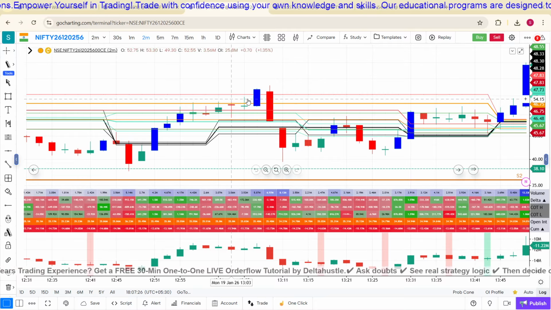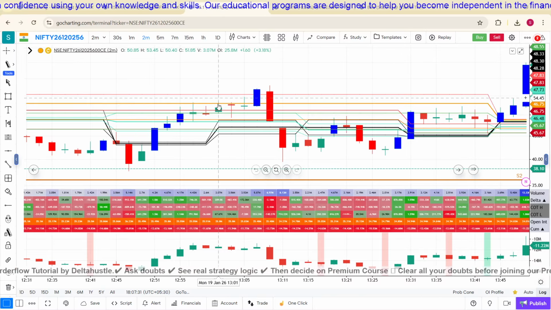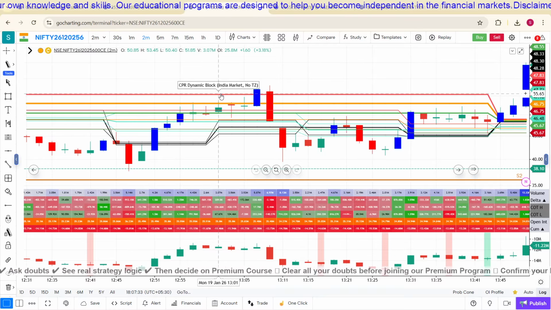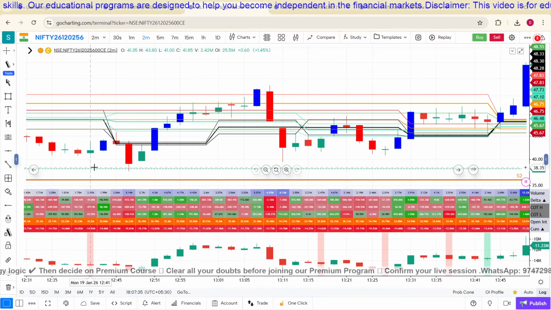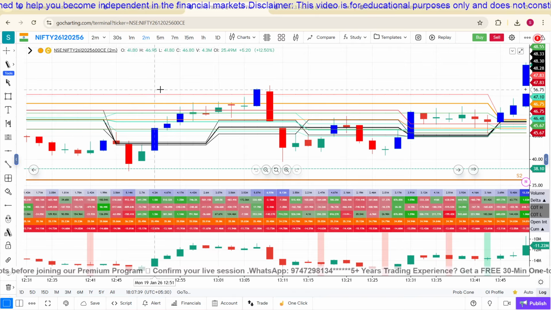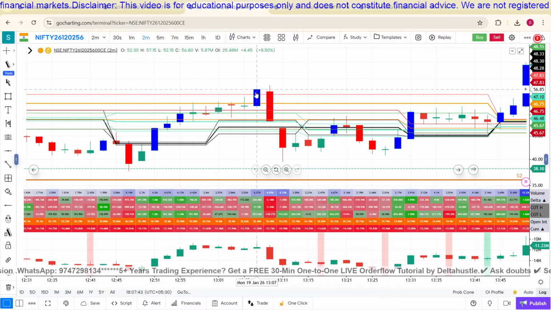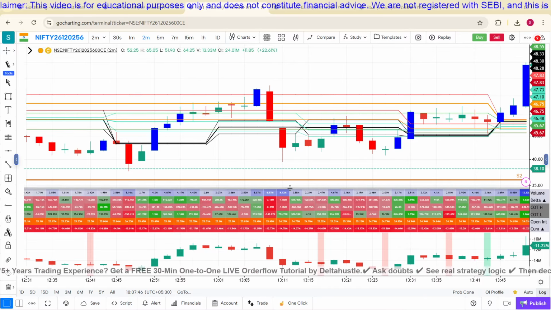And we don't want any higher time frame CPR level at the top. If there is any higher time frame CPR at the top, our target is here only. Our target has reached here. We have to book profit. Otherwise, there is a chance to come down.